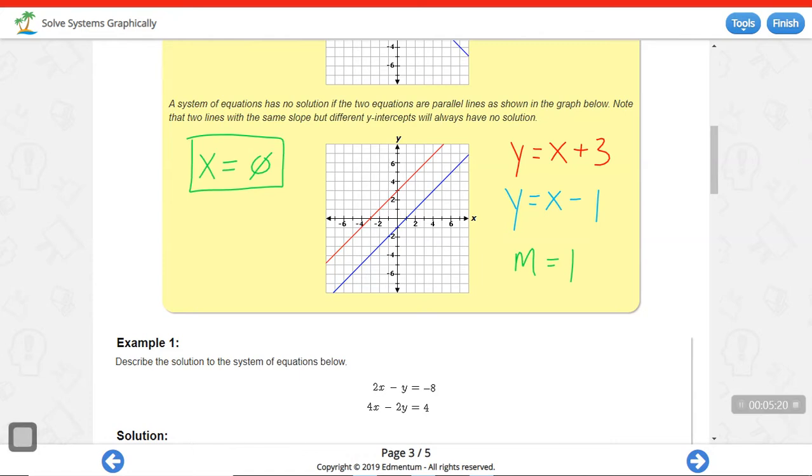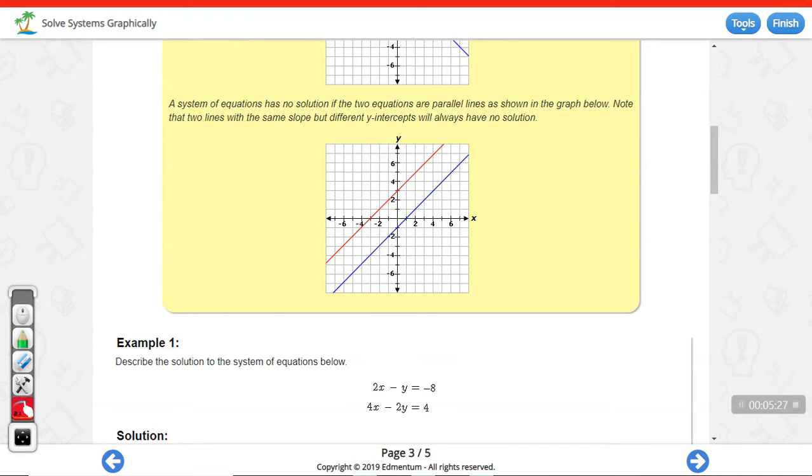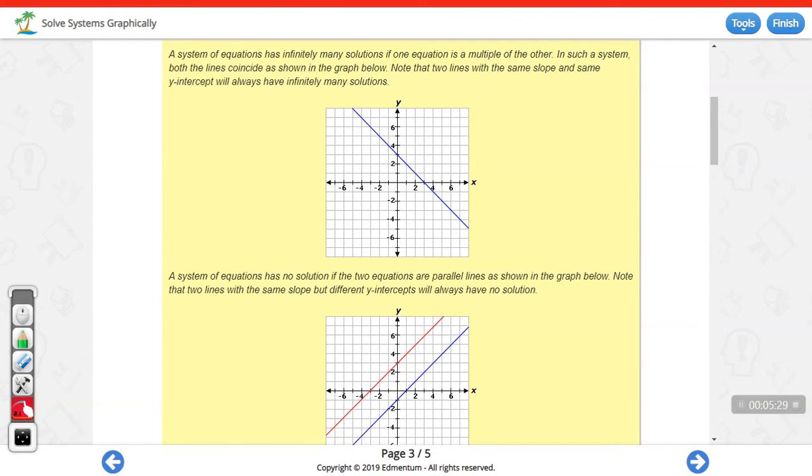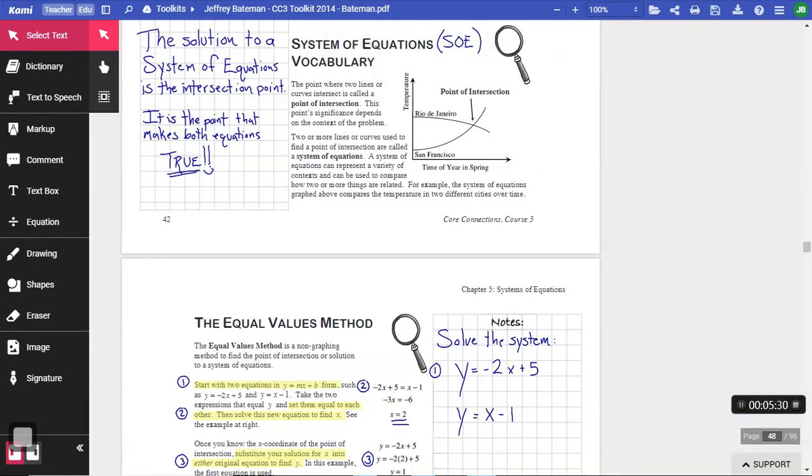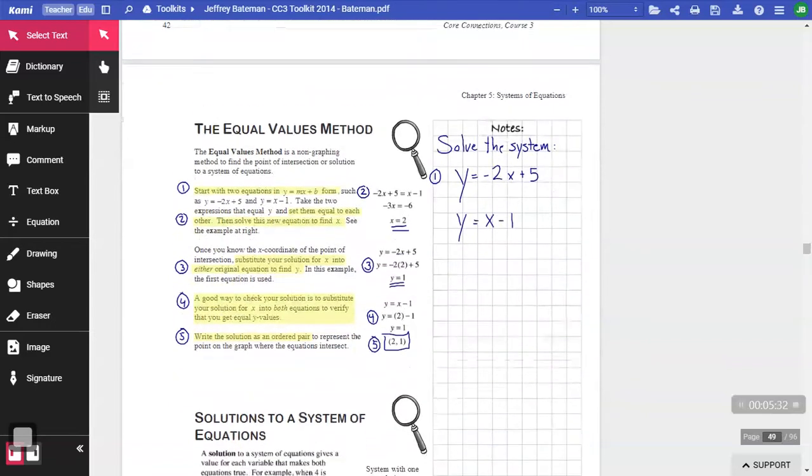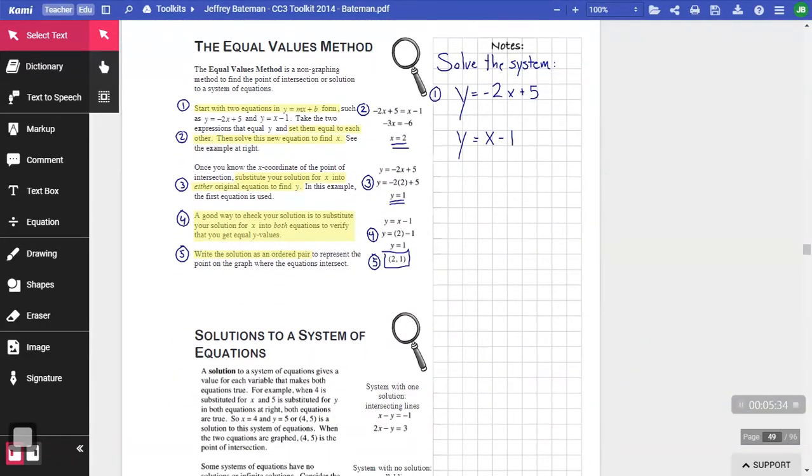Now let's take a look at how to solve things algebraically instead of with a graph. Because often, you're not going to graph the lines. I'm actually going to ask you to solve the system of equations algebraically. Now my toolkit entry that follows this one, if I just scroll down, I see I get the equal values method. The equal values method is the first of our algebraic methods that we're going to teach you. There are 3 algebraic methods you can use to solve a system of equations. This one is the first one.